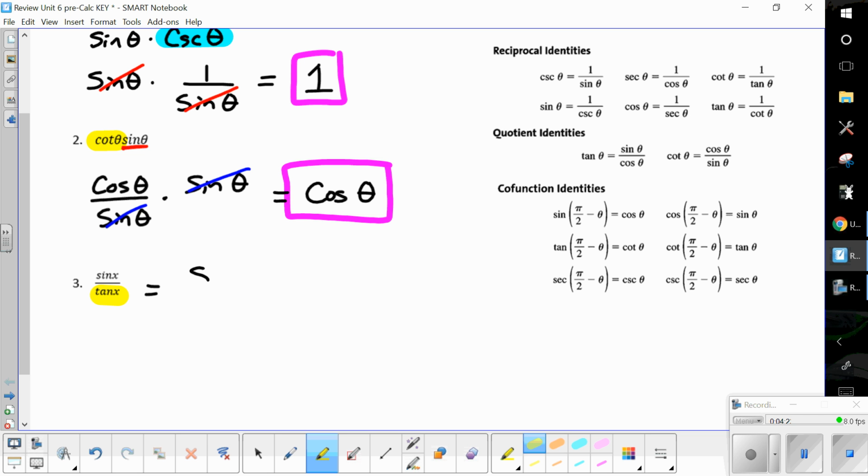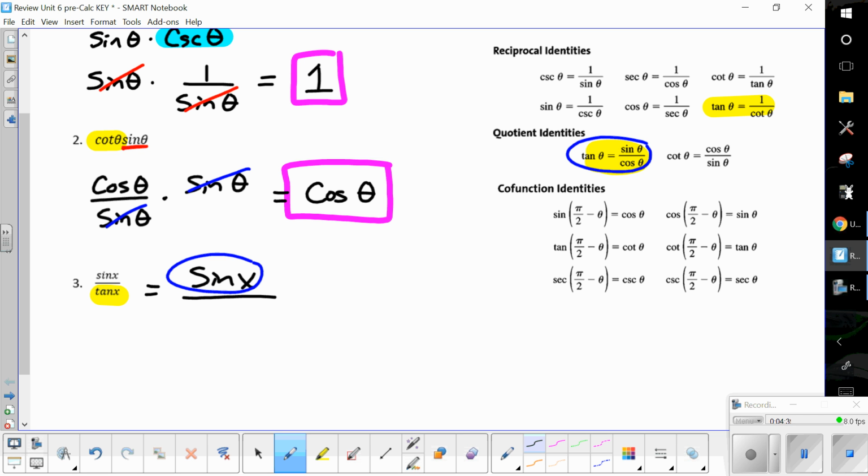So here I've got sine of x over, and again, tangent of x, I could make it into 1 over cotangent, or I could make it into sine over cosine. I'm going to choose sine over cosine, because again, I notice I have sine in my problem, so hopefully things cancel out or can combine. So this will change to sine of x over cosine of x. So all of this was tangent of x, and now it's changing to sine of x over cosine of x.